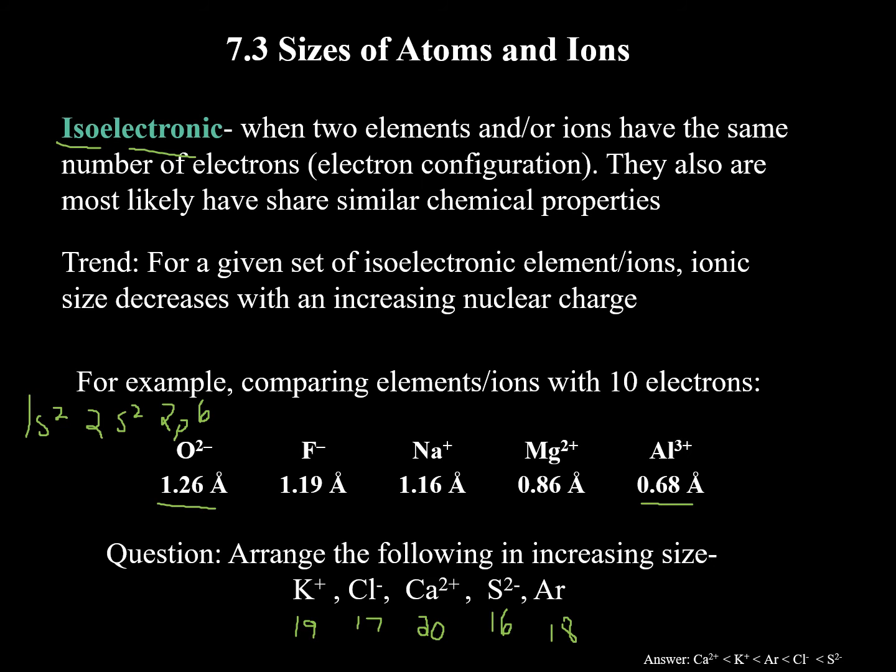So as we said, if we have more protons and they're isoelectronic, the ones with the most protons will pull in the electrons more. So Ca2 plus will be the smallest one, and the largest one will be the sulfide.